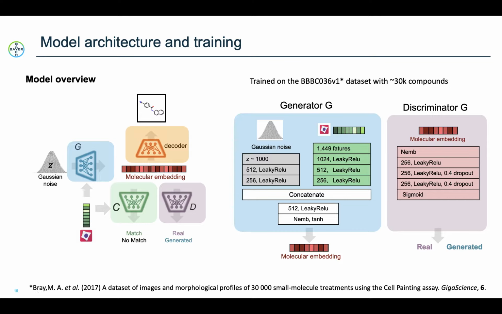And finally, going to the architectures of the generator and the discriminator, they follow very similar design principles as the condition network. The Gaussian noise is processed by 2 fully connected layers, the CellProfiler features by 3 fully connected layers, followed by concatenation, another layer, and finally a tanh activation function to generate the molecular embedding. And the discriminator just follows a 3 fully connected classification network to classify real versus generated samples. And again, these two, generator and discriminator, are trained on the BBBC036 with 30,000 compounds.